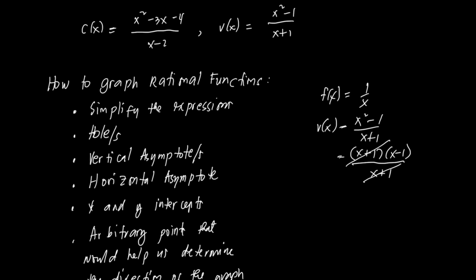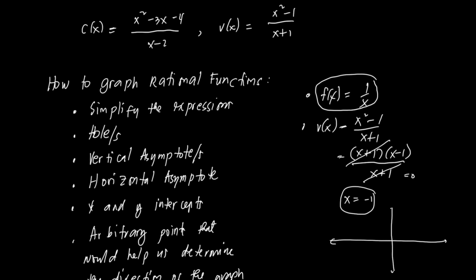Then finding the holes. Our example here, which is f of x is equal to 1 over x, has no hole, so it's fine. But this one, the v of x, has a hole. As you can see, x plus 1 over x plus 1 is cancelled out. It means that the graph of the rational function has a hole, and the hole is at x is equal to negative 1. If you equate this to 0, you get x is equal to negative 1.